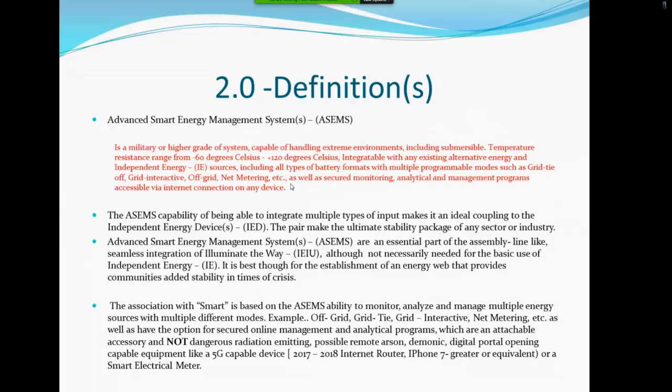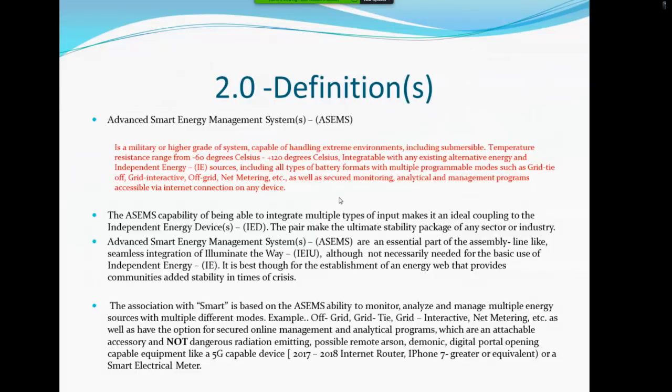Advanced smart energy management systems are a military or higher grade of system capable of handling extreme environments, including submersible, temperature resistant, range from -60 degrees Celsius to 120 degrees Celsius, integratable with any existing alternative energy and independent energy sources, including all types of battery formats with multiple programmable modes such as grid tie-off, grid interactive, off-grid net metering, etc., as well as secured monitoring, analytical, and management programs accessible via internet connection on any device.